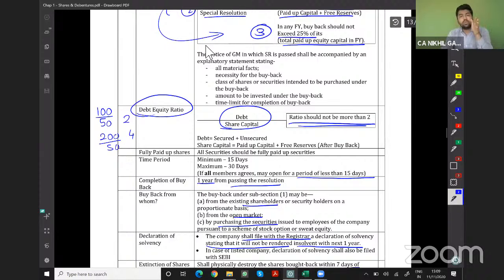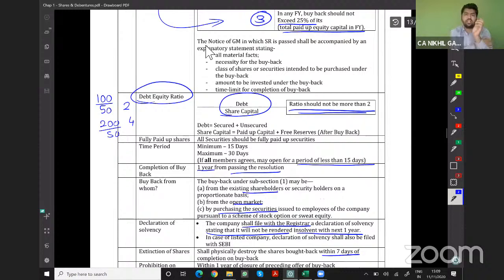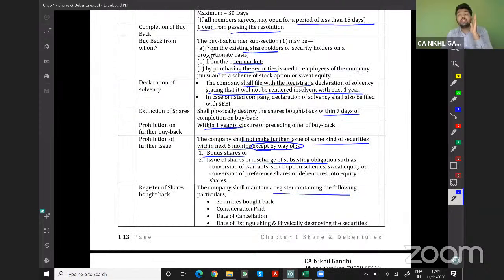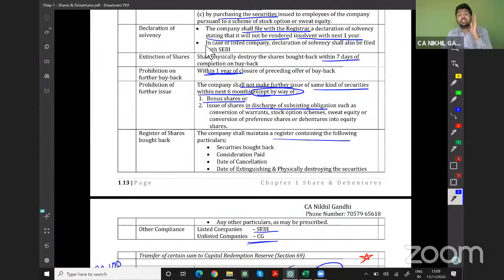Minimum period is 15 days, maximum period is 30 days. Time limit for buyback is 1 year from the date of resolution. Buyback should be from the existing shareholders in proportion, from the employees, or from the open market. Declaration of insolvency: the company should declare that it will not be insolvent for the next 1 year. Prohibition on further buyback for 6 months. The only exceptions are in case of bonus or satisfying any liability or converting any debentures into shares.